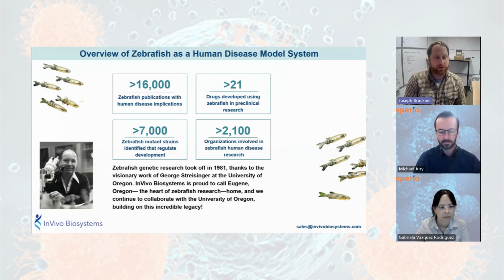I also wanted to call out some of the history of zebrafish research and zebrafish as an international model system. It started back in the 80s, founded initially by George Streisinger at the University of Oregon. This is a picture of George here on the left. InVivo Biosystems is a company spun out of the University of Oregon, and we're still really proud to call Eugene, Oregon, our home. It's where our offices and lab space are located. We continue to closely collaborate with the University of Oregon, which is a big strength for our platform, as we can use not only their physical resources, but we have access to a wide body of zebrafish research experts that continue to work at the University of Oregon. You can go to the next slide.